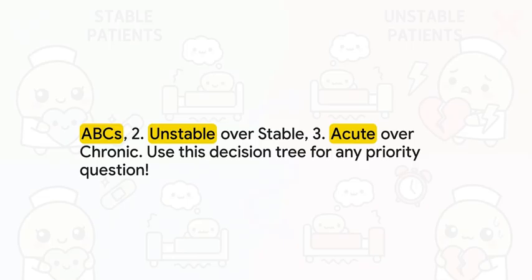And just to drill it in one last time, here is your final decision-making rule. Number 1, always, always, always look for your ABCs first: airway, breathing, circulation. Number 2, if there's no ABC problem, you pick the unstable patient over the stable one. And number 3, if you need that tiebreaker, acute always, always beats chronic.